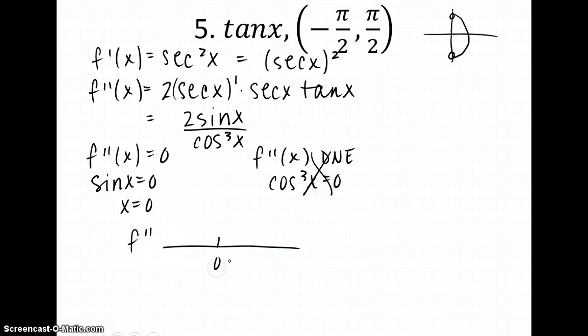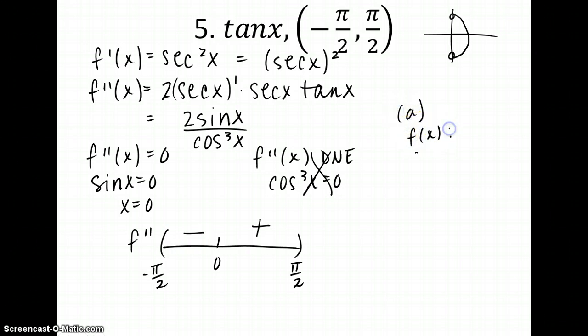So if we put 0 on the number line for the second derivative, alright, when I look in the first quadrant, sine and cosine are both positive. So I should close this off because there is a domain restriction. So from 0 to pi over 2, second derivative would be positive. Oops, sorry. From negative pi over 2 to 0, in this quadrant, sine is negative, cosine is positive. So I would have negative divided by a positive. So negative interval there.